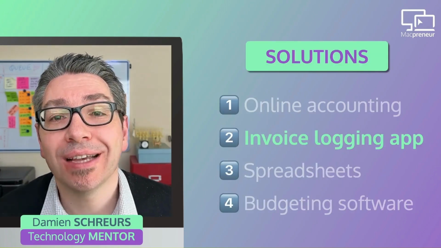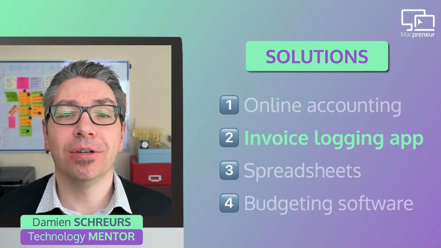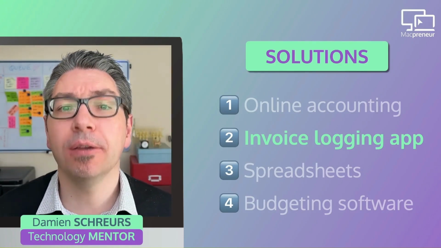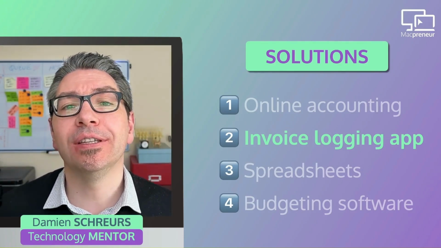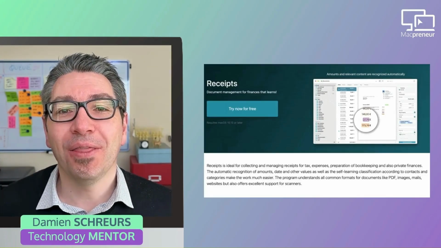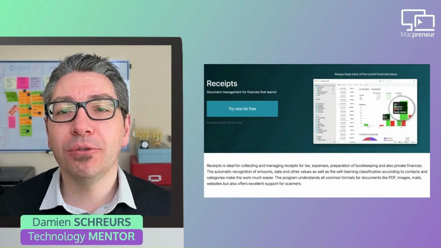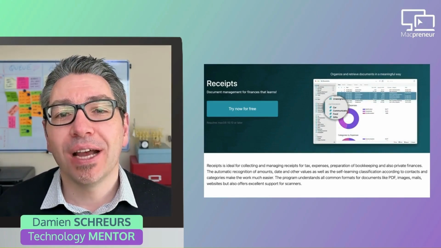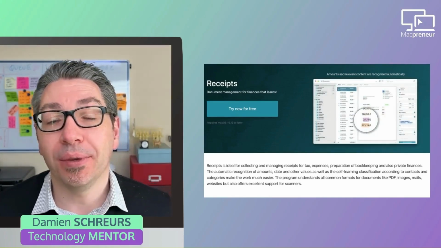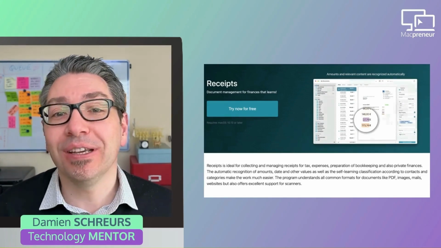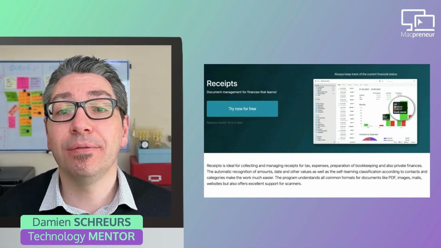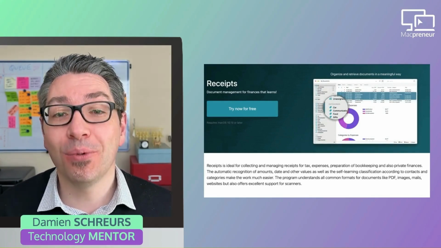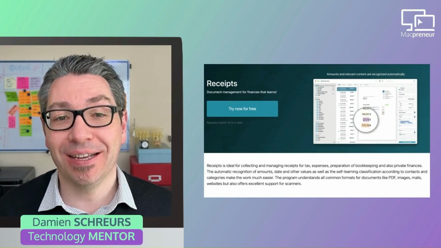Okay, if you decide to use the invoices themselves as the source for expense tracking, then you will need an invoice logging app. And the best option for us, Mac users, is an app called Receipts. So let's start with the big advantages of this app. It's a native Mac application. It automatically scans the invoice and extracts the amount, the date, the merchant, and even the tax.